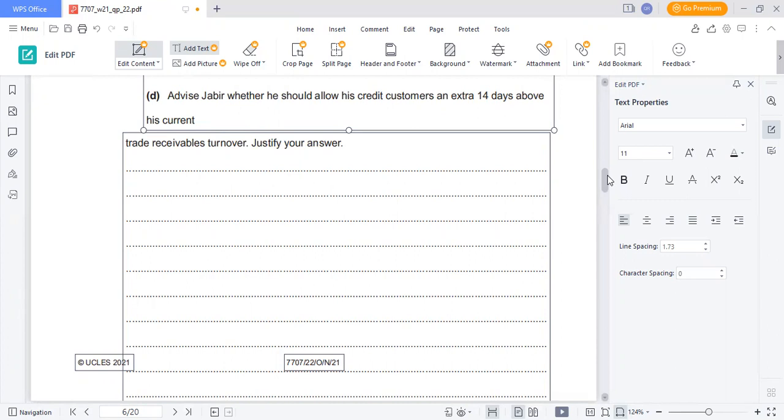Disadvantages would be that there will be delay in payment, and there will be chances of more bad debts. Jabir can also suffer from cash flow problems. And justify your answer means that 2 marks in favor, 2 marks against, and 1 mark for the evaluation or your judgment, whether he should allow or whether he shouldn't allow. So it's your choice. 1 mark is for free.